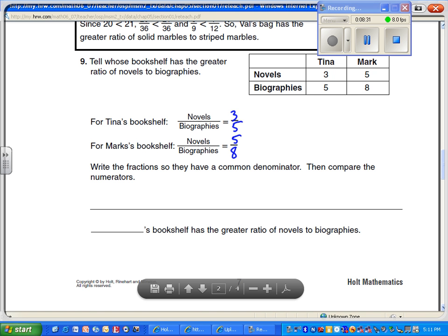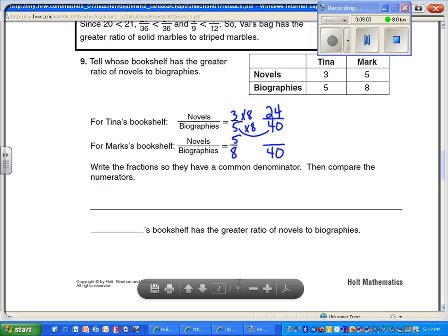Now we're going to have to get a common denominator for 5 and 8. What's that going to be? I think it's going to be 40. So let's rewrite those fractions with a common denominator of 40. What are we doing to the 5 to get to the 40? I think we're multiplying by 8. So we've got to do the same thing to the numerator. What's 3 times 8? 24.